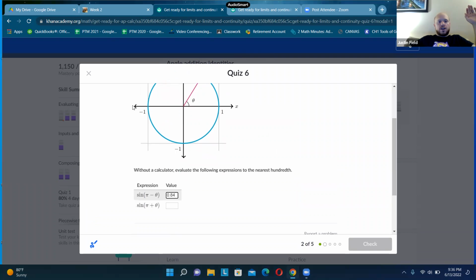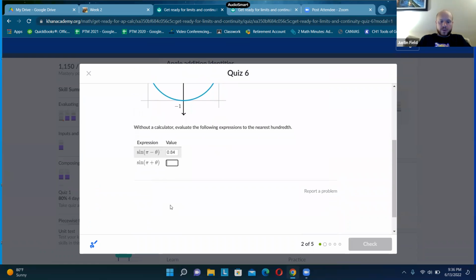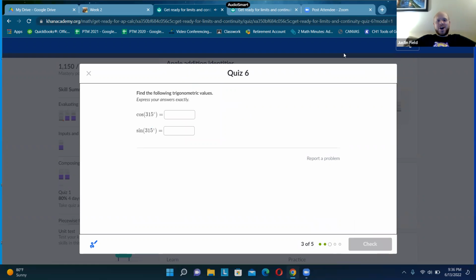And then the sine of pi plus theta. So now we're going to start at pi and add theta. So now we're here, and it's going to be a rotation of 180 degrees. So it's going to be negative 0.84. Let's see if I got it or if I made a mistake. I got it. All right, let's go.